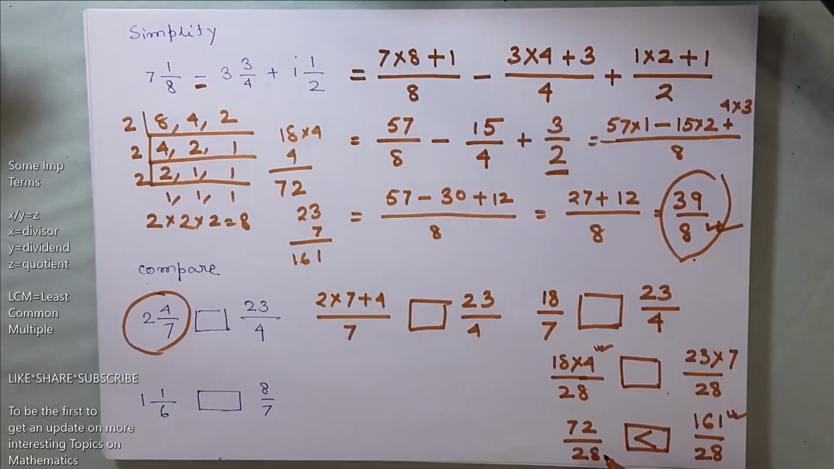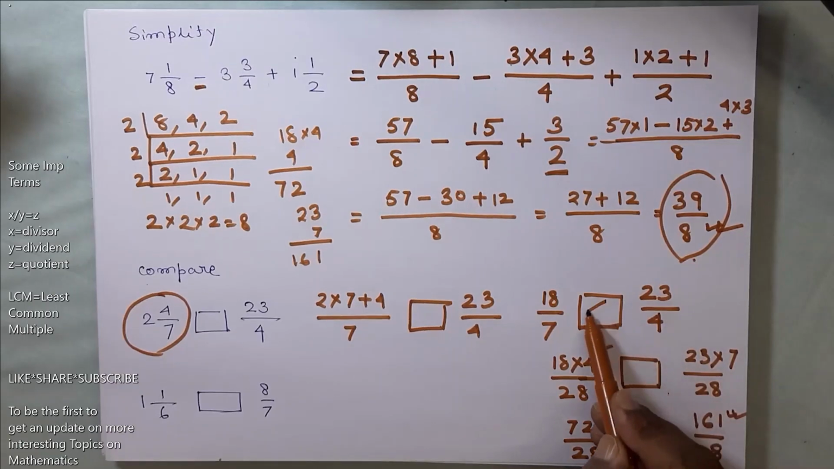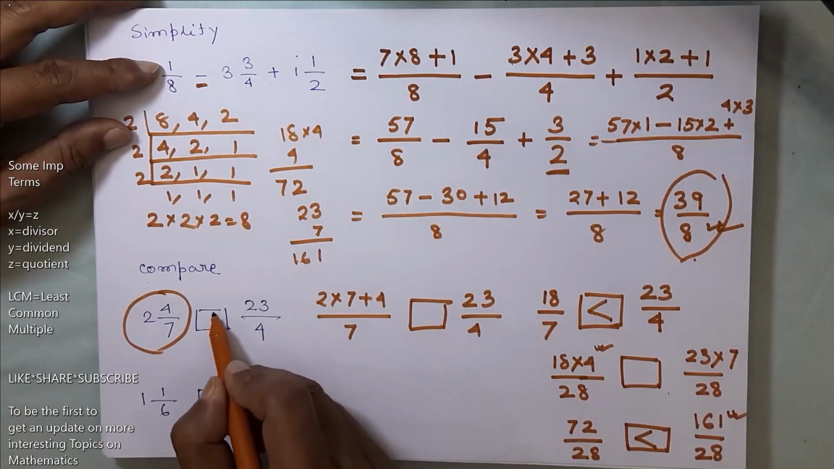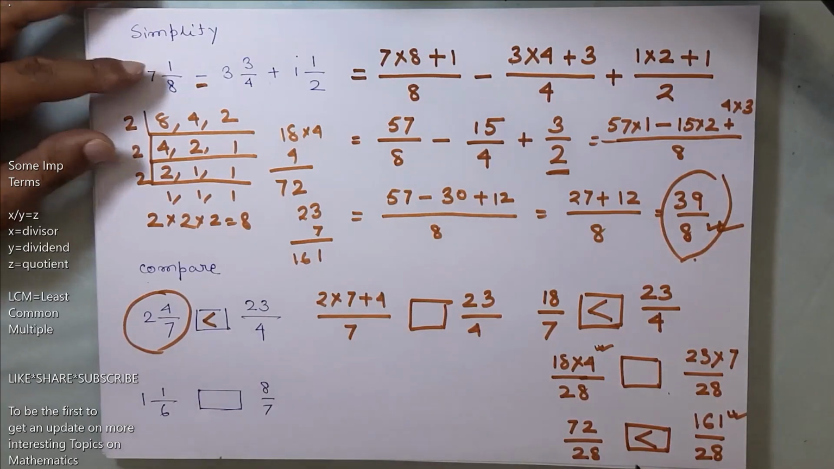Now we all very well know when the denominators are same and numerators are different, the bigger the numerator, the bigger the fraction compared to the other fraction. Hence 161 by 28 is greater than 72 by 28. Hence 23 by 4 is greater than 18 by 7.